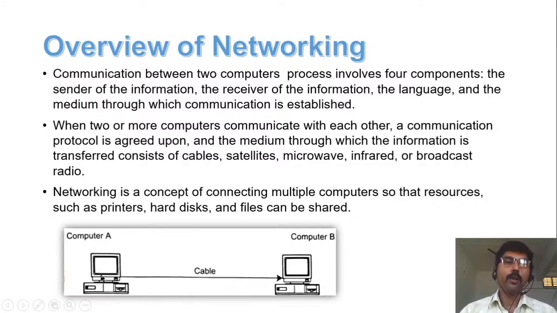When two or more computers want to communicate with each other, the computers want to agree upon certain protocols.